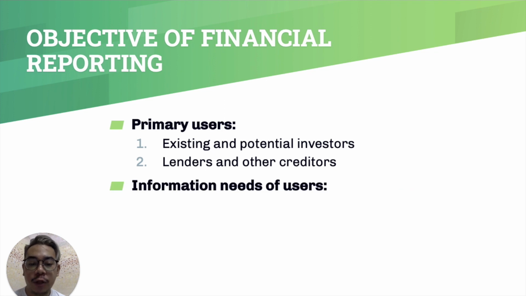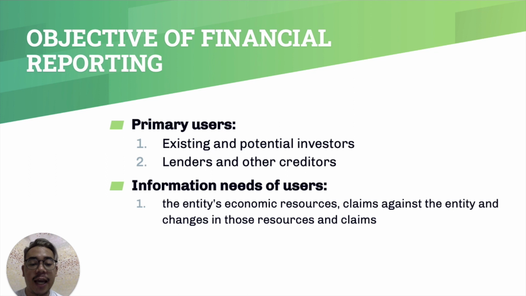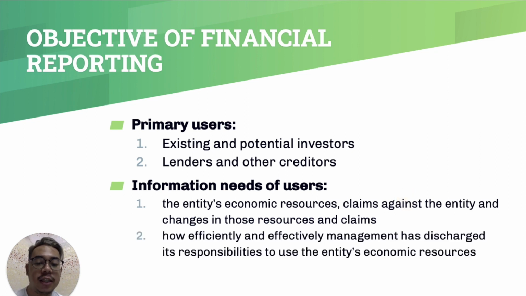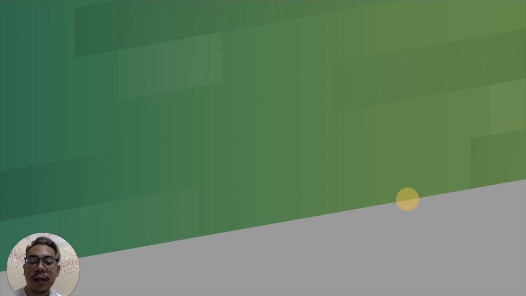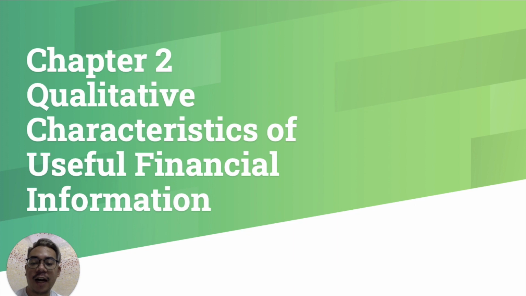And what information do they need? They need information about the entity's economic resources, claims against the entity, and changes in those resources and claims. And number 2, they also need information on how efficient and effective management discharged their responsibilities to use the entity's economic resources. So take note that the objective is to provide financial information that is useful to users in making decisions about providing resources to the entity. Don't forget that.